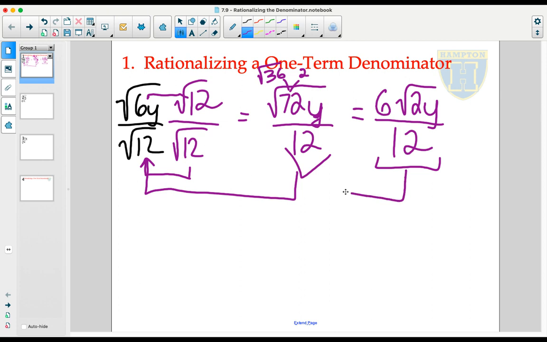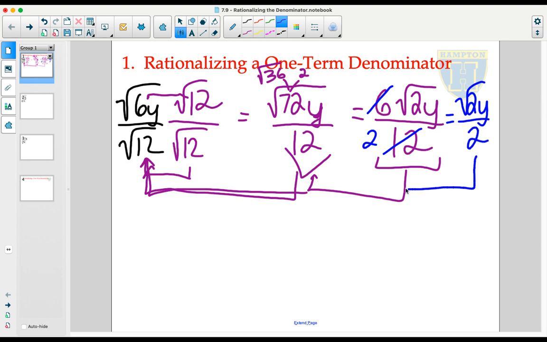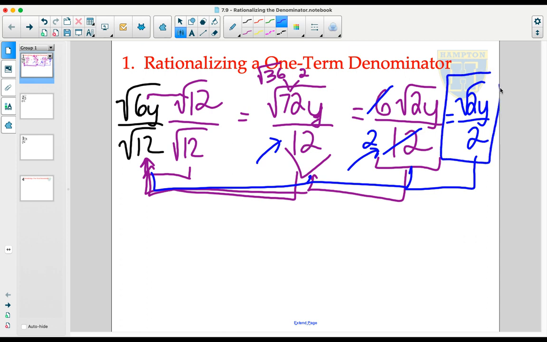This fraction is equivalent to the previous fraction, which is equivalent to the original fraction, but still not the most simplified form. We finish our work by simplifying the 6 and the 12 down to a 2, and we end with the square root of 2y over 2, the simplest form of the four we've had. You can make the argument that this might not be simpler than the original question, but this is clearly simpler. And that's really our goal, to get down to the point where it's the easiest to work with and the easiest with which to complete an operation.